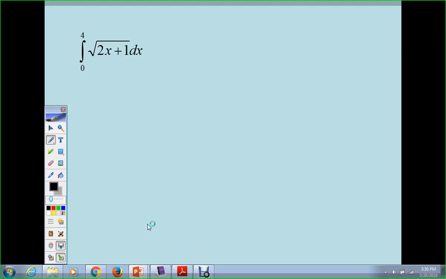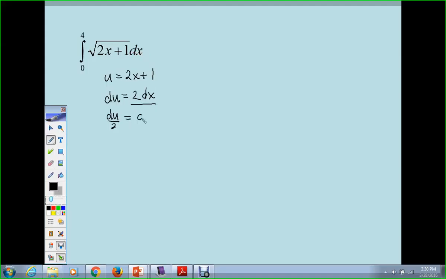So let's let u, our inside function, be 2x plus 1. So du would be 2 dx. And I see we don't need the 2. Now if we would have had up here 2 times this quantity, then we would have left the 2, because then we could have replaced 2 dx. That's what I mean when I say we don't have the 2 to replace in the original integrand.